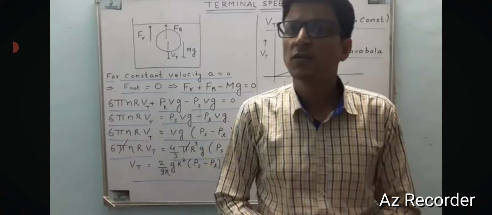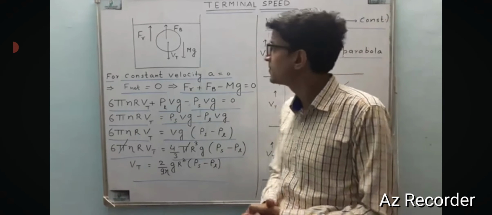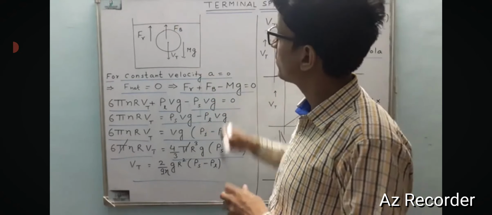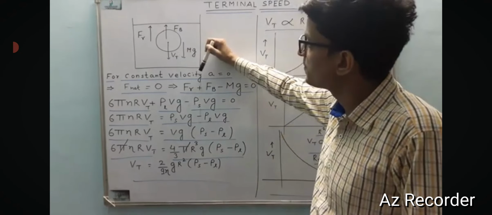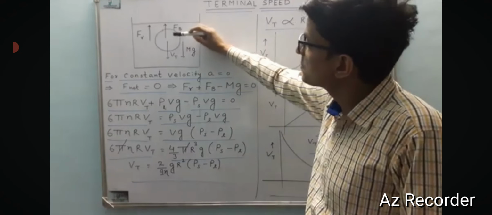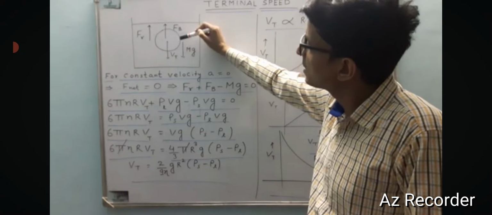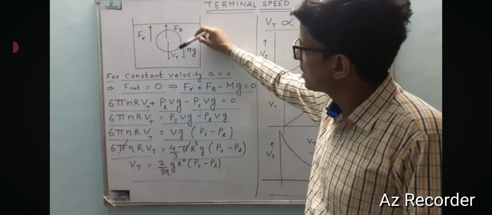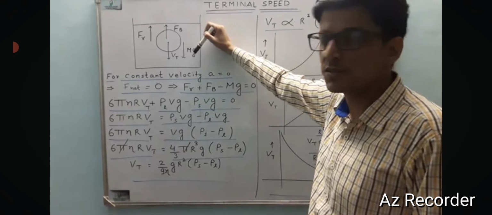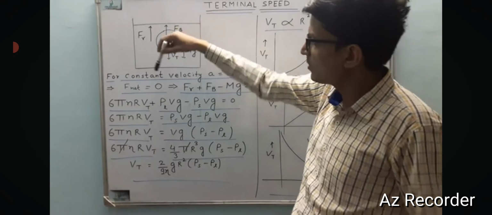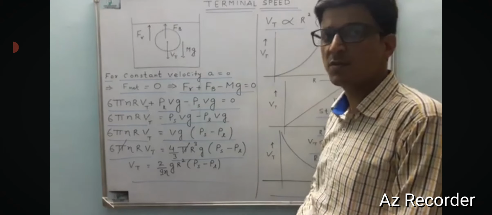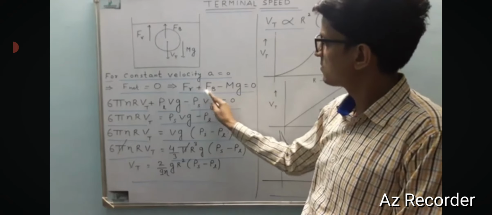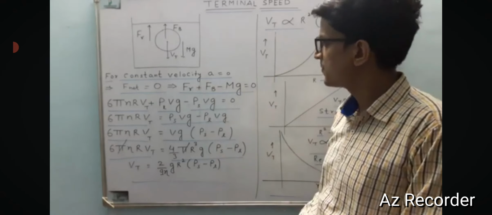So let's look into the things with proper perspective. Suppose this is a sphere and it's moving with the constant speed Vt. The forces acting on the sphere will be buoyant force in vertically upward direction, resistive force in vertically upward direction, and weight in vertically downward direction. And we know that if velocity is constant, then acceleration will be zero. So net force will be zero. That means resistive force plus buoyant force minus mg is equal to 0.